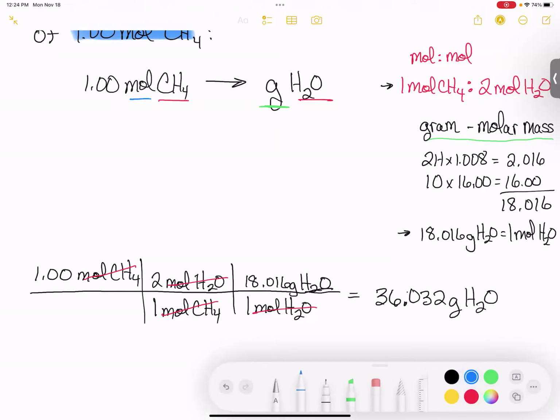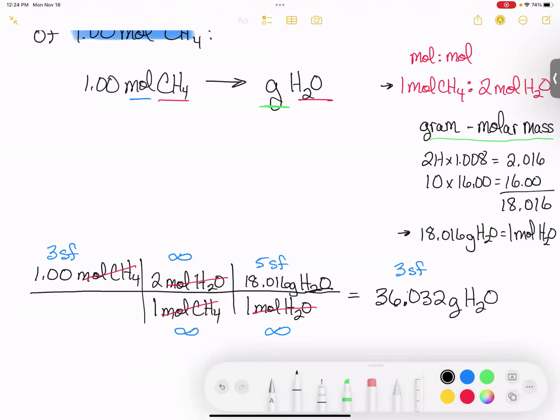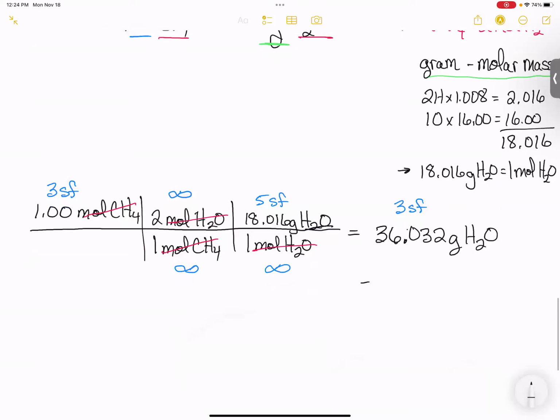Now we have to figure out significant digits. In our first value, there were only 3 significant figures. In the mole to mole ratio, that's an infinite number of significant digits. In our molar mass, there is 5 significant digits, and the mole ratio is infinite. So the measurement with the fewest had 3, so our answer should have 3. So this would be recorded as 36.0 grams of water.